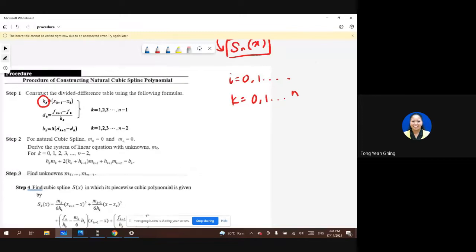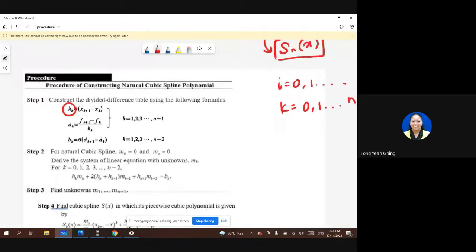Okay. So the first step, we have to find HK. And then find DK. I think I will not explain the formula first. Later when we go to the example, because explaining now is confusing. And then we find BK. So these are the 3 parameters that we have to find: H, D, and B.